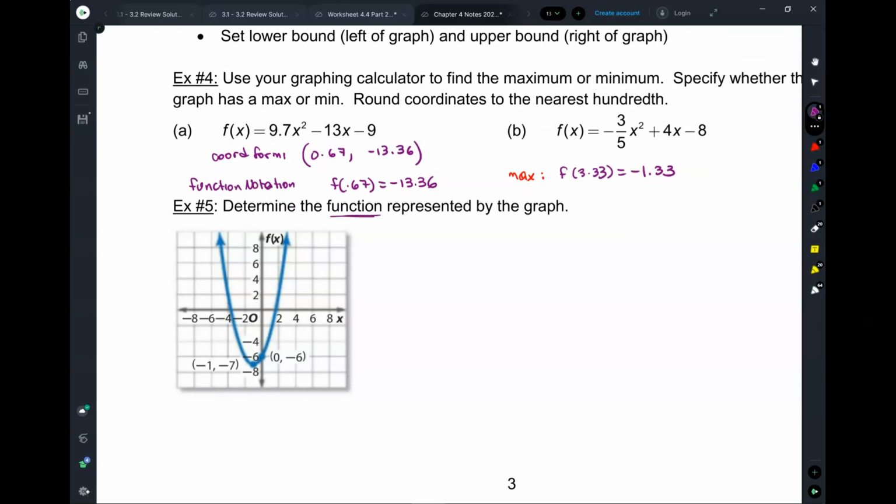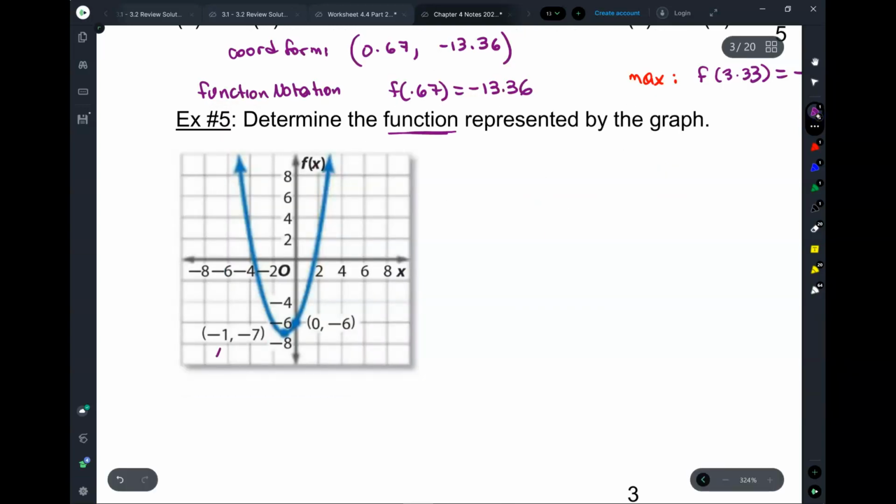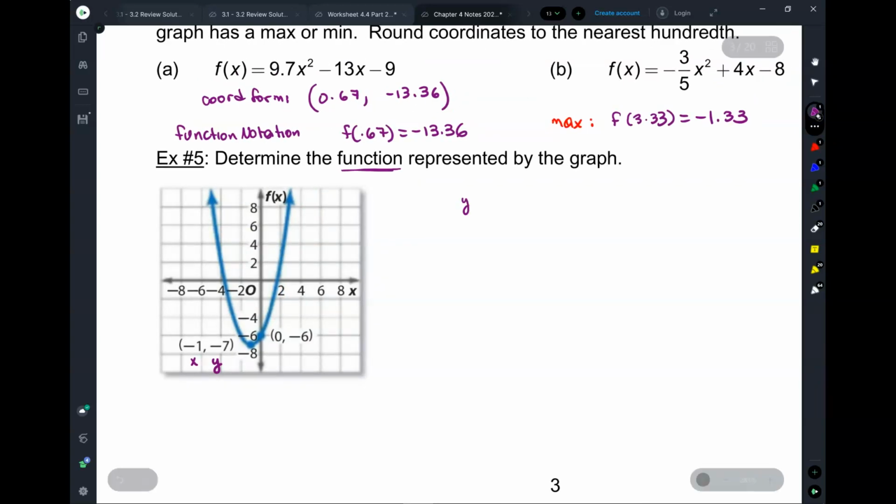For any one of these, this is exactly like what we did in chapter 2. You're given your vertex and what else are you given? A point, right? You have a vertex and a point. So here this becomes x comma y, and we're going to plug it into our equation in standard form, which is ax squared plus bx plus c. Okay, so what's y here? Negative 7 is equal to a times negative 1 squared, plus b times negative 1 plus c.